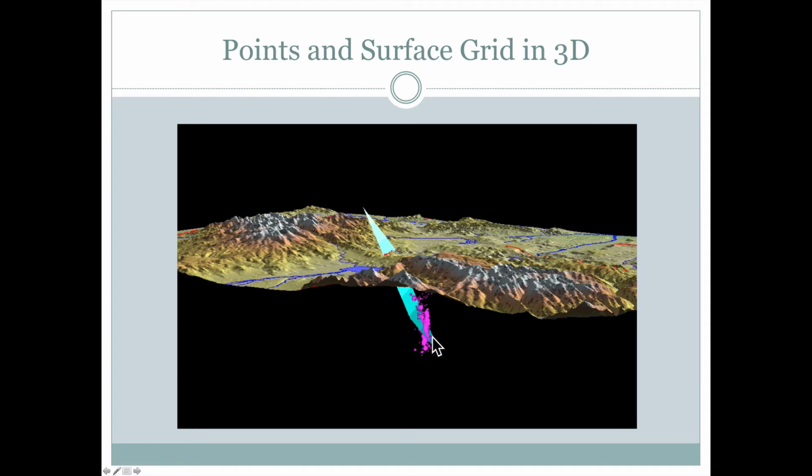And then this blue plane here is one representation of what the fault plane, which we can see along this red line at the surface here, but extends into the subsurface, where it might actually be located in the subsurface. So we're seeing a combination of a visualization of points in 3D with a surface grid of the terrain, but also with a surface that represents a fault plane.